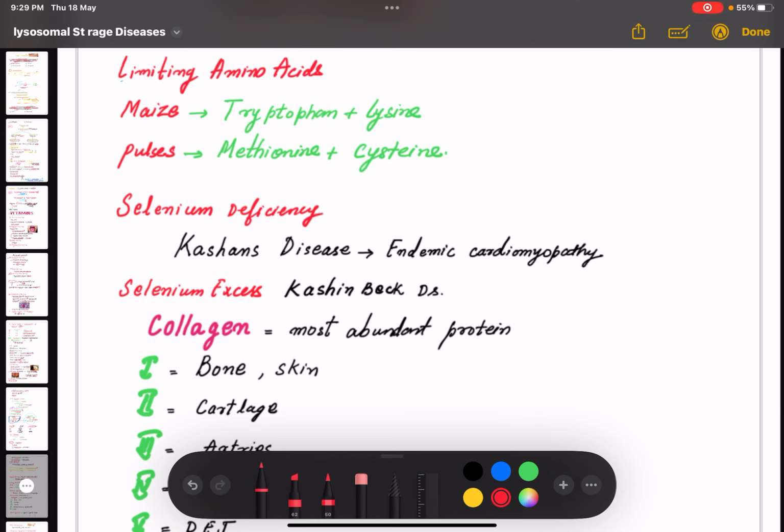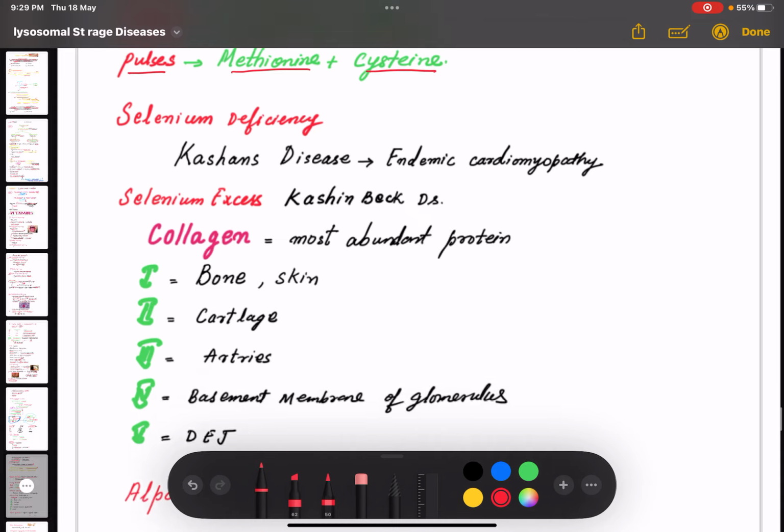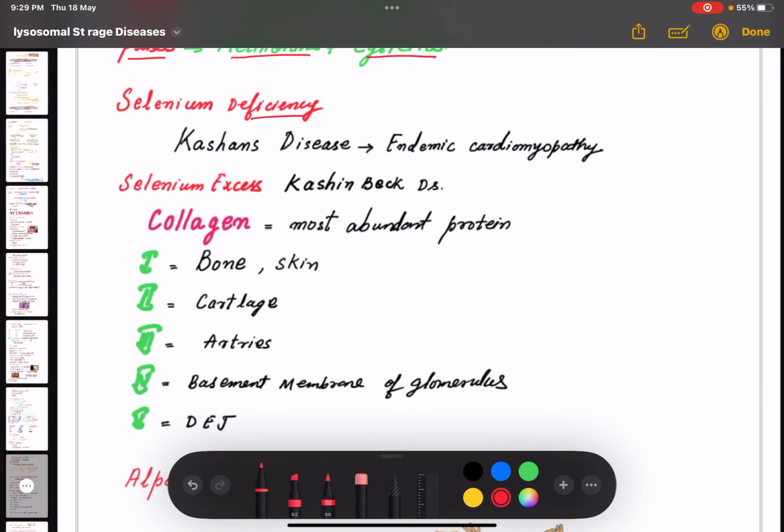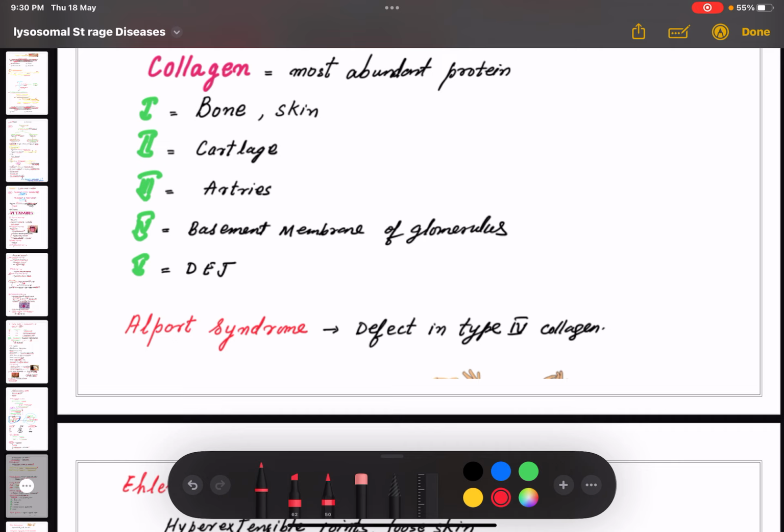What are the limiting amino acids? In maize, the limiting amino acids are tryptophan and lysine. In pulses, methionine and cysteine are very low. Okay. In selenium deficiency, the disease is known as Keshan disease, which is an endemic cardiomyopathy. It's a problem in the heart. Selenium excess is known as Kashin-Beck disease.